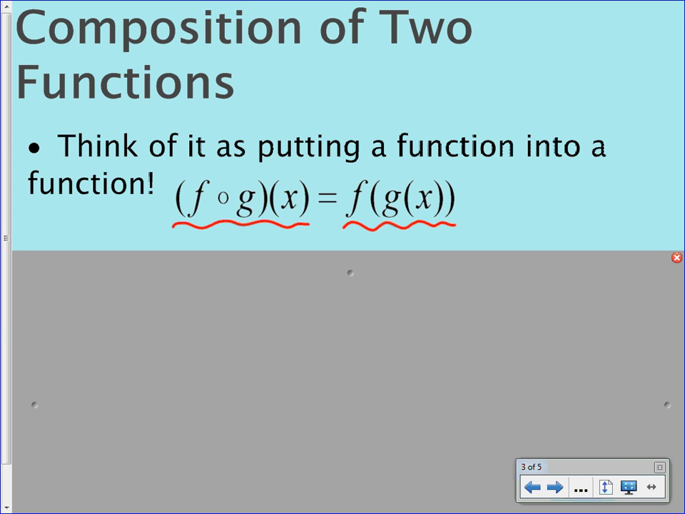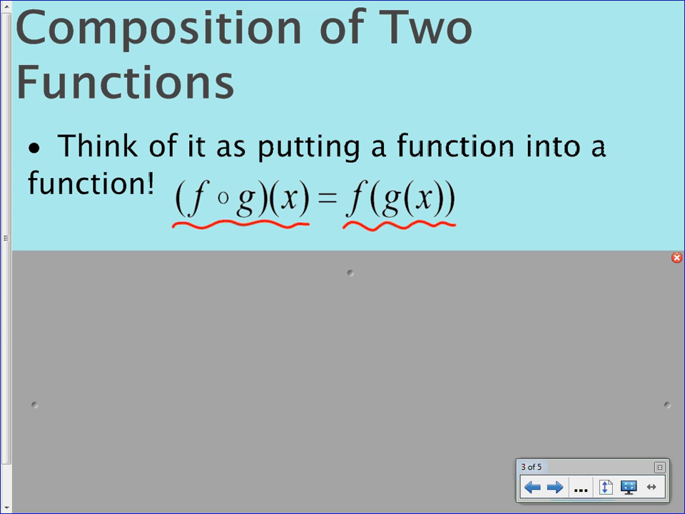Know that these two notations mean the same. If you see this and you want to write it as this, that is fine. Now you worked on composition of functions in Algebra 2. Whether you remember it or not, you did. So you've seen this before. What we're going to be concerned about here is performing the operation, but also the domain.